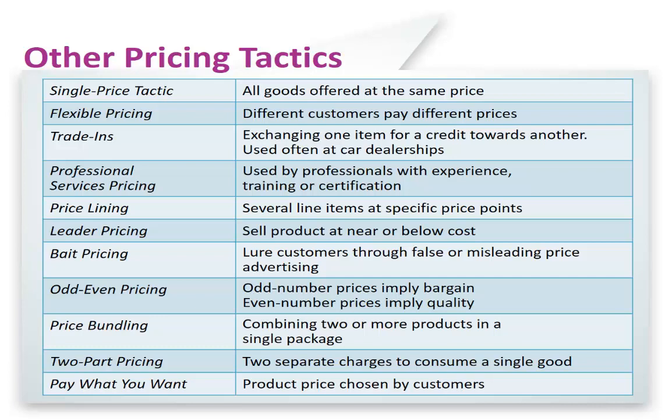Odd-even pricing. Odd number prices imply a bargain, and even number prices imply quality. Price bundling is combining two or more products in a single package. Two-part pricing is for charging two separate charges to consume a single good. The last is pay what you want, with product prices chosen by customers.